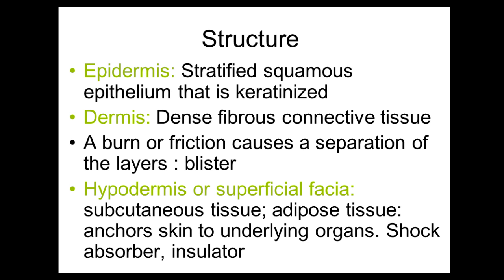A burn or friction causes a separation in the layers, and that will cause a blister. So if you have a separation in the layers of your tissues, that normally results in a blister. The hypodermis, or the superficial fascia, is a subcutaneous tissue. It's adipose tissue, and it anchors skin to underlying organs. It's also a shock absorber. It's an insulator.